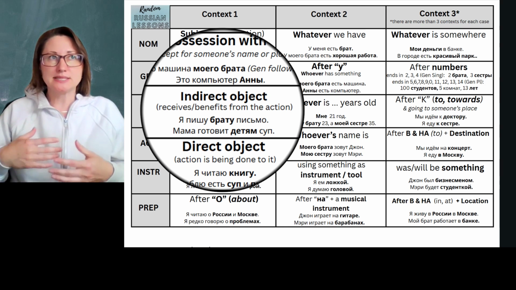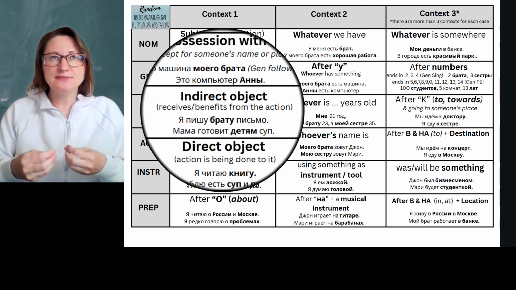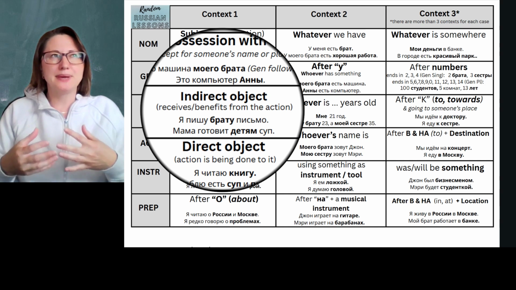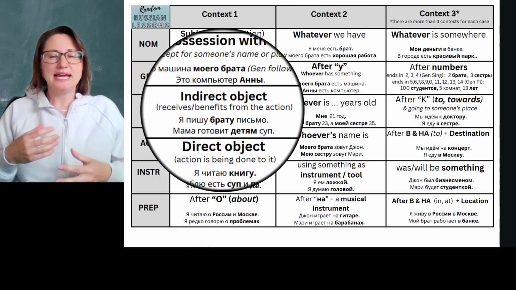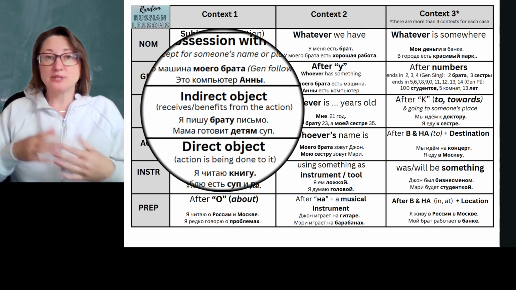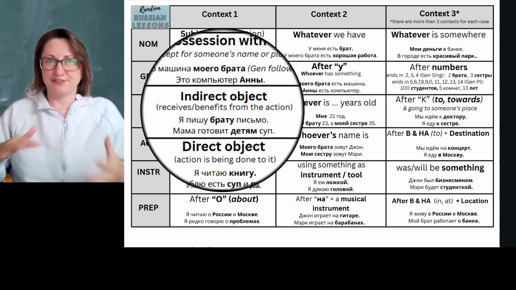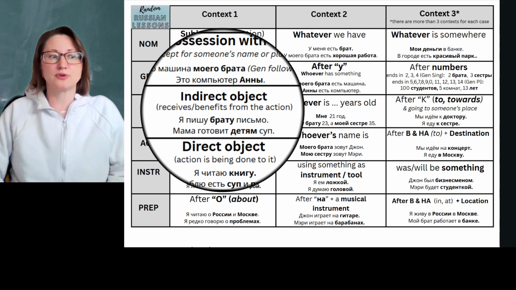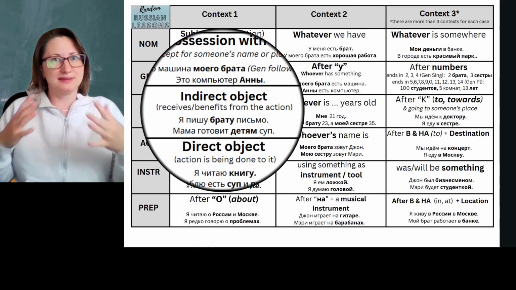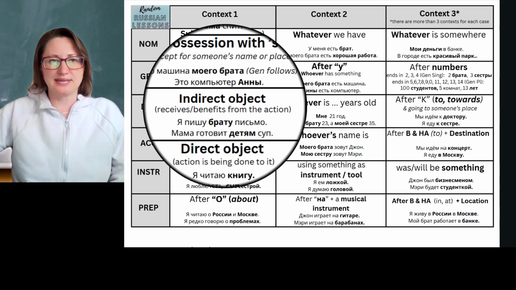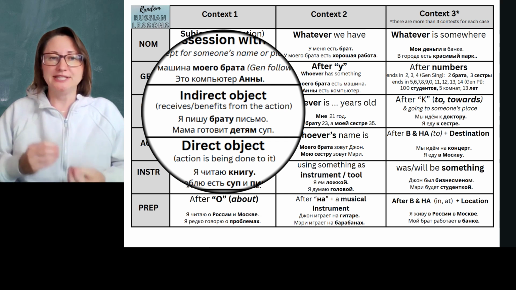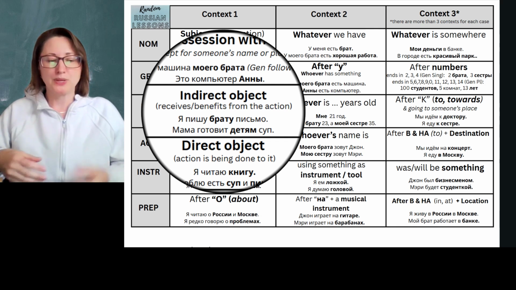Indirect object is someone or sometimes something that receives something from the action that the subject does and kind of benefits from it. And when I say benefits, don't take it at face value, like something beneficial comes from it. It might not, but theoretically it could. So let me show you the examples. So here I have «Я пишу брату письмо». I'm writing my brother a letter.